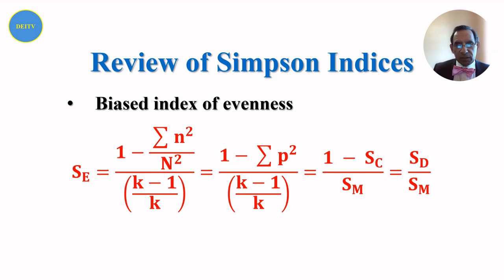You just get the Simpson dominant concentration or similarity score divided by the maximum. Another way to represent that is 1 minus the Simpson concentration score divided by the maximum score. Or a simpler way of doing it is diversity score minus the maximum score. So there are 4 ways that the Simpson Evenness score is represented on this slide.